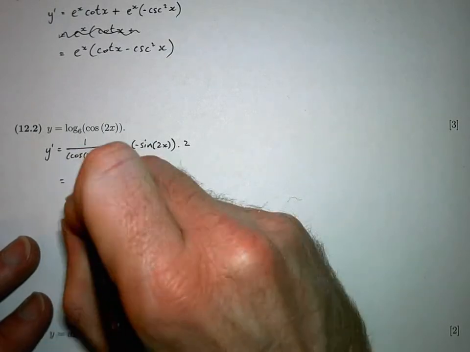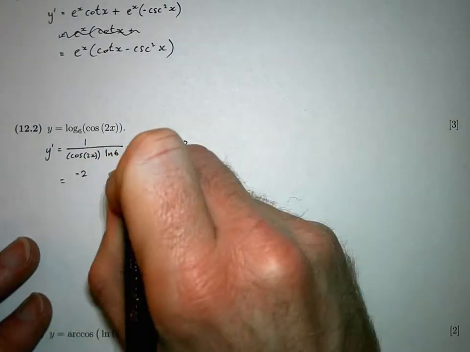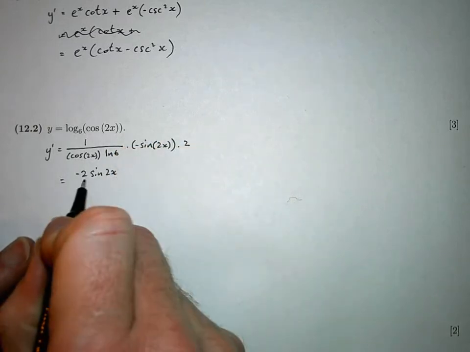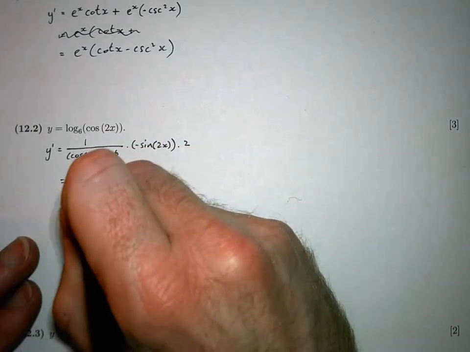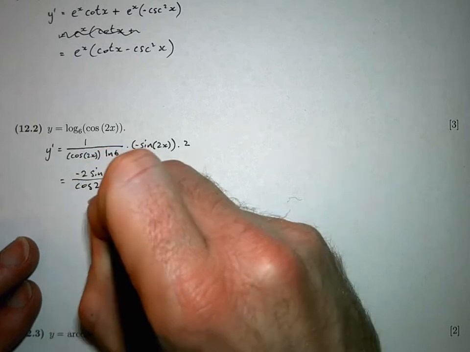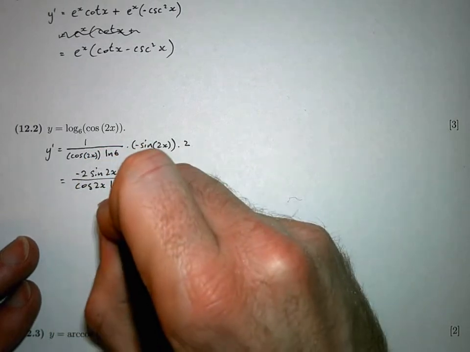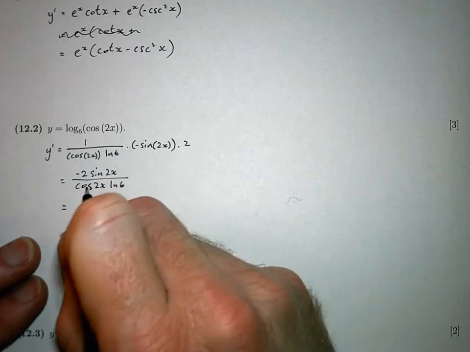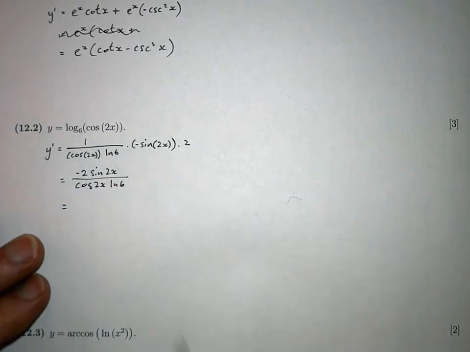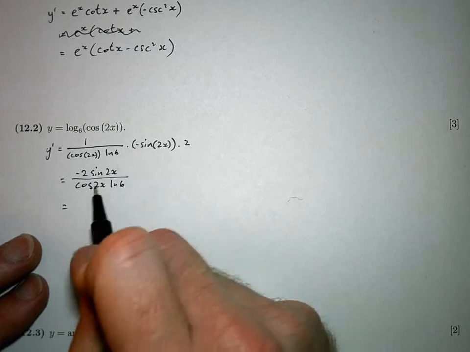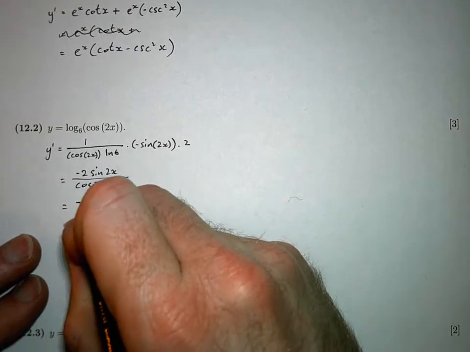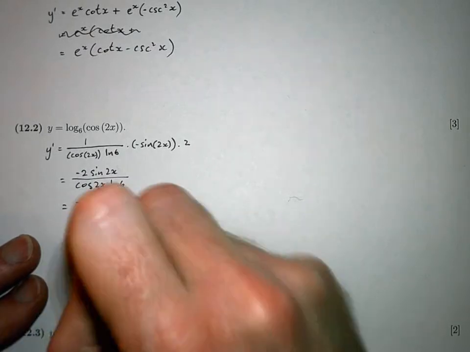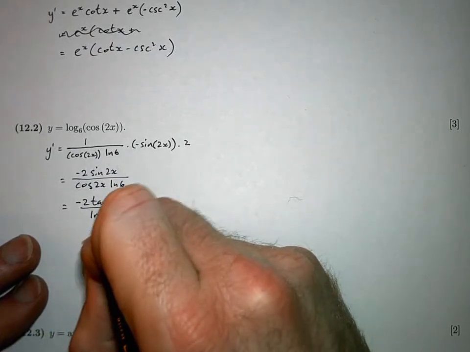Let's bring the 2 to the front, so we get minus 2 sine of 2x in the numerator, and that's all divided by cos of 2x times the natural logarithm of 6. Of course, whenever you've got a sine of something over the cos of the same something, we simplify that to tan. So we end up with minus 2 tan of 2x all over the natural logarithm of 6.